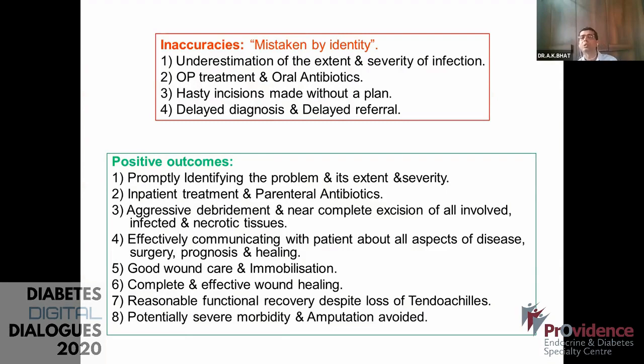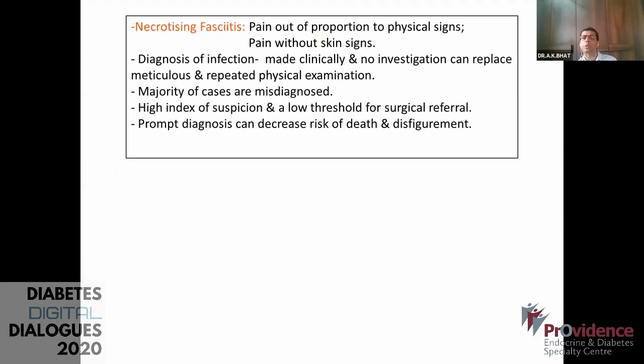I will not go much into the other laboratory details, but just to give you an idea about how we can have mistakes in our clinical practice. So necrotizing fasciitis, most of you are aware, it is a pain without skin signs or pain out of proportion to physical signs. And majority of cases are misdiagnosed, and there should be a high index of suspicion and low threshold for surgical referral. And prompt diagnosis can decrease risk of death and disfigurement.